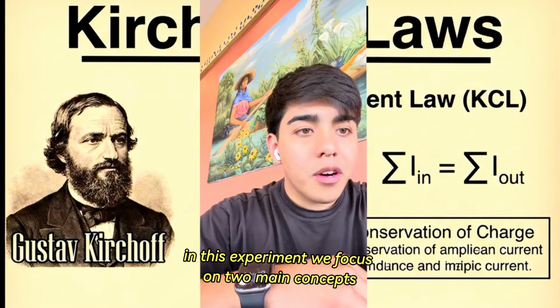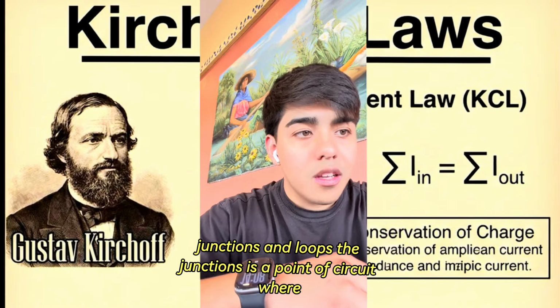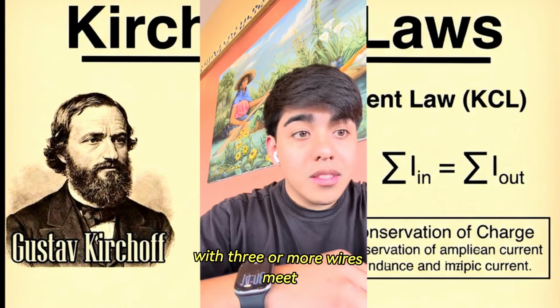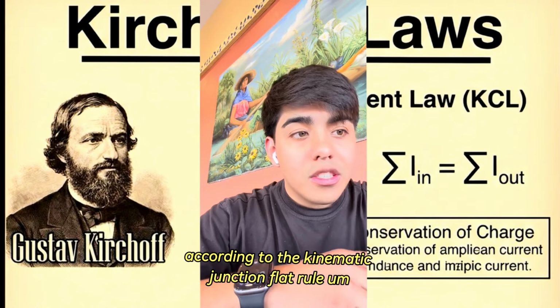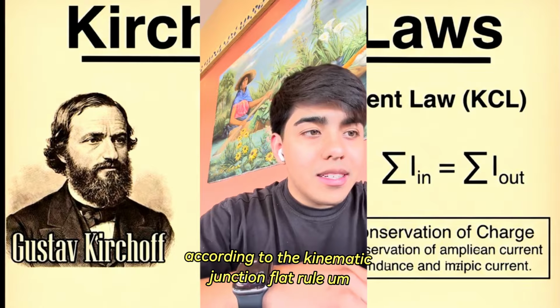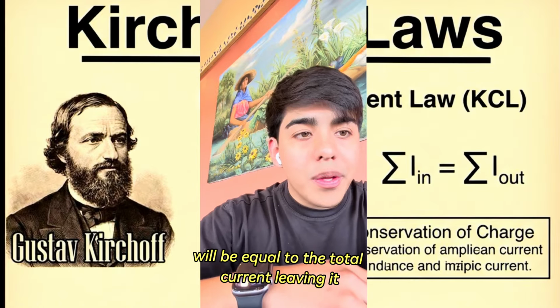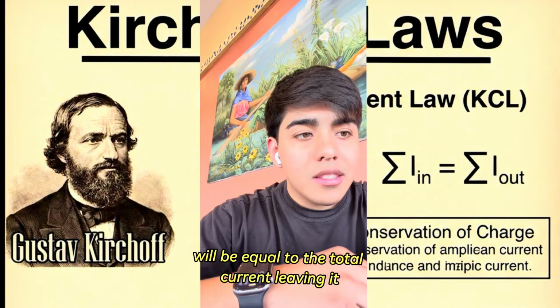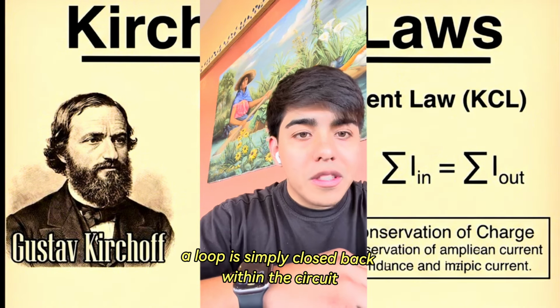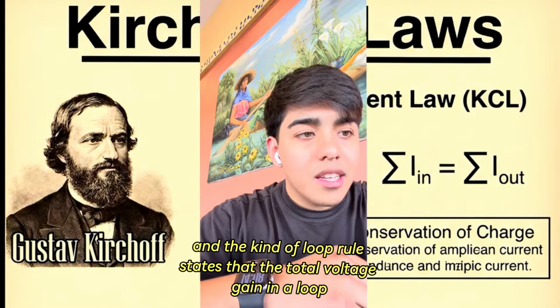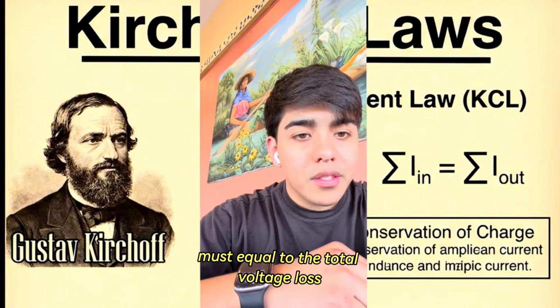In this experiment, we focus on two main concepts: junctions and loops. A junction is a point of a circuit where three or more wires meet. According to the Kirchhoff junction rule, the total current entering the junction will be equal to the total current leaving. A loop is any closed path within the circuit, and the Kirchhoff loop rule states that the total voltage gain in a loop must equal the total voltage lost.